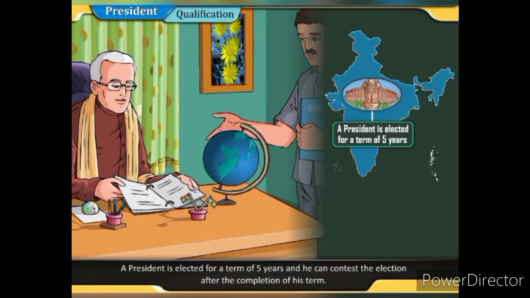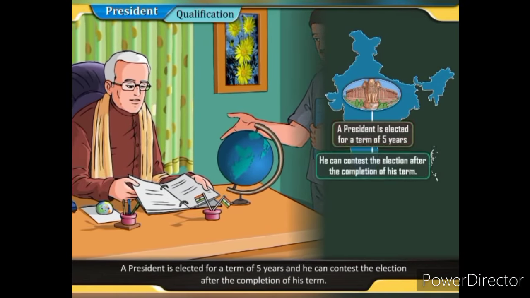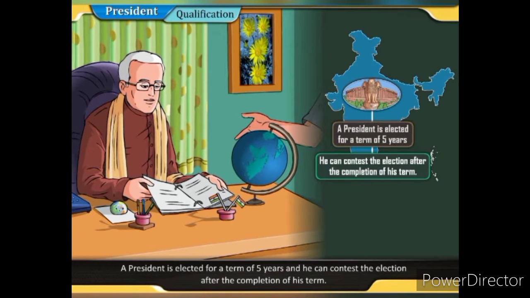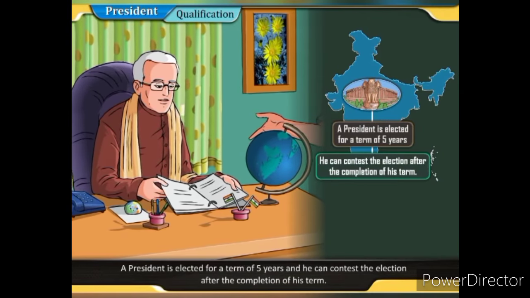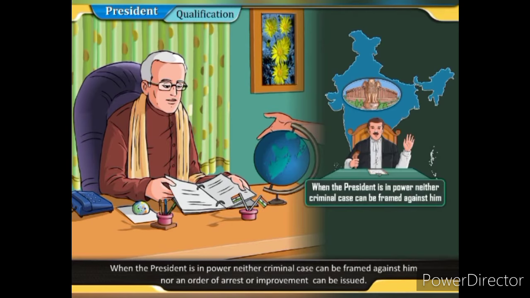A president is elected for a term of 5 years, and he can contest the election after completion of his term. When the president is in power, neither criminal case can be framed against him, nor an order of arrest or imprisonment can be issued.